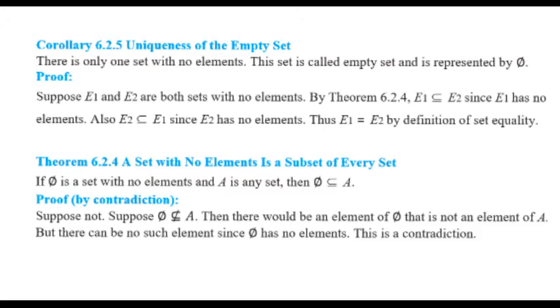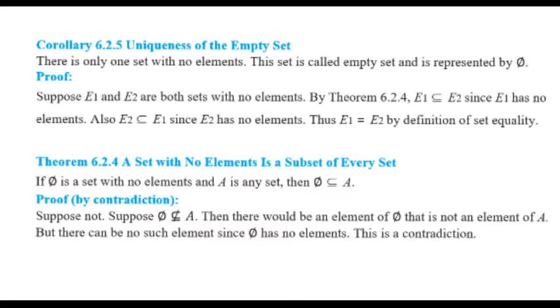So let's first prove theorem 6.2.4 using contradiction. Basically, theorem 6.2.4 says if the empty set, which I'll show you later why we give it a symbol, this is the symbol for the empty set, is a set with no elements and A is any set, so A is an arbitrarily chosen set, then we are going to prove that the empty set is a subset of A.